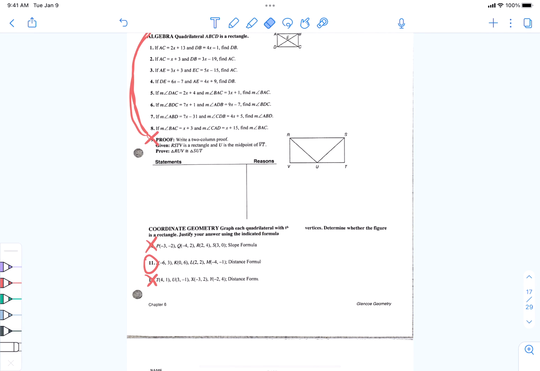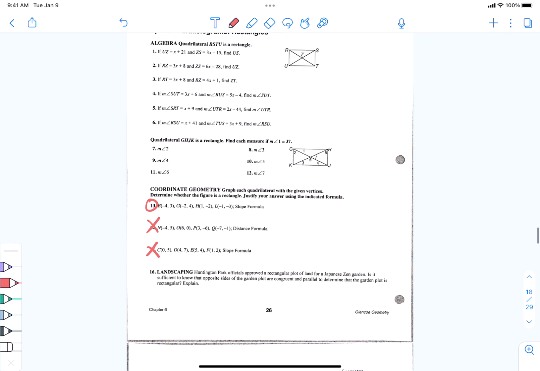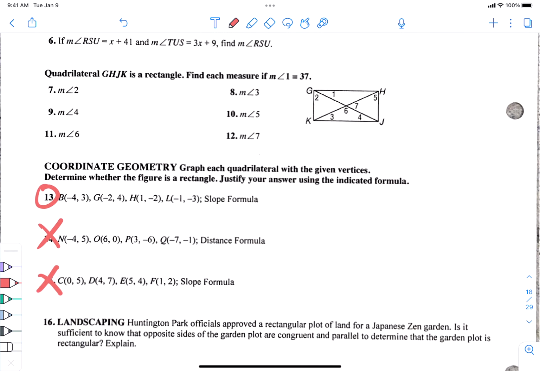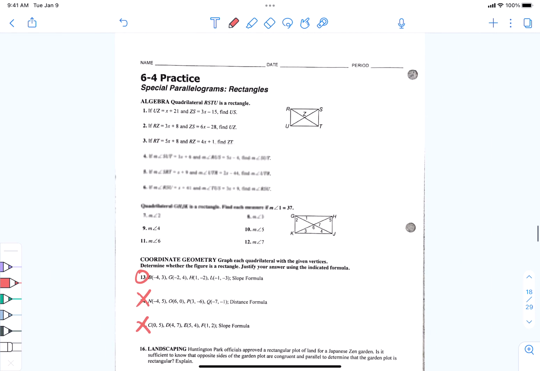So you have this whole room over here at the bottom to do that number 11, if you need to, okay? And then on the back side, just cross off 14, 15. 16 is easy. It's really easy, actually. So you have this whole room over here to do your slopes, okay?